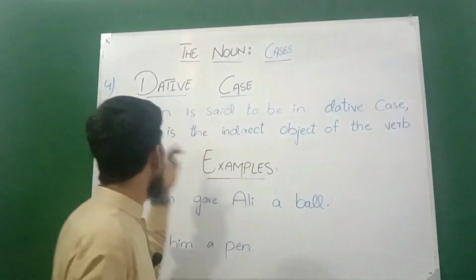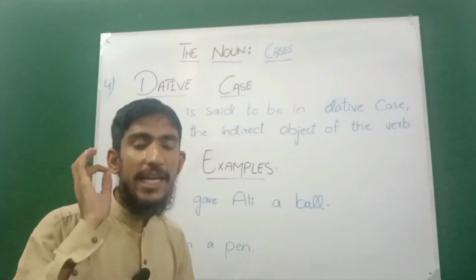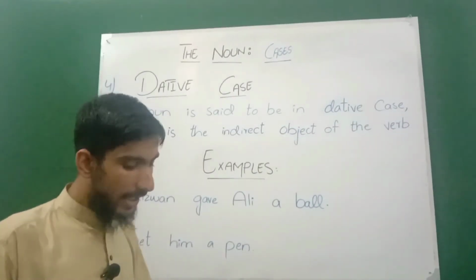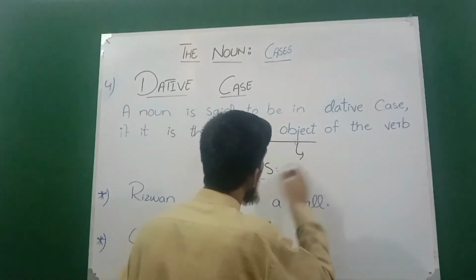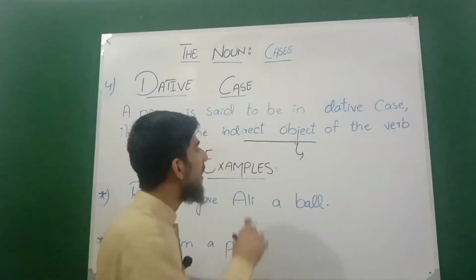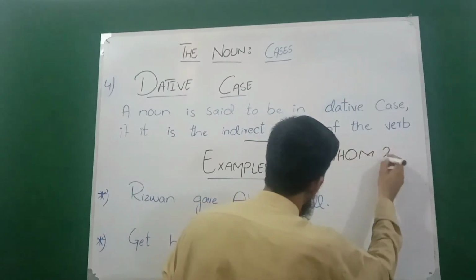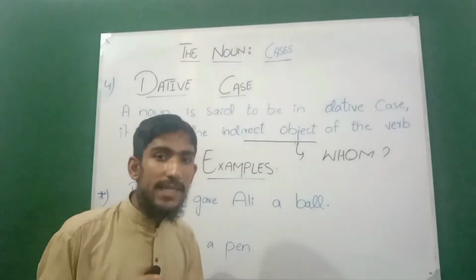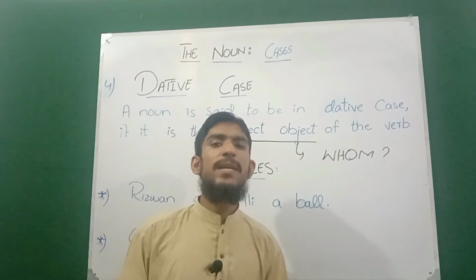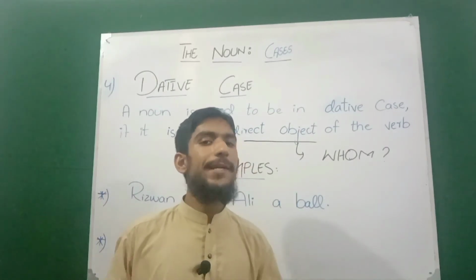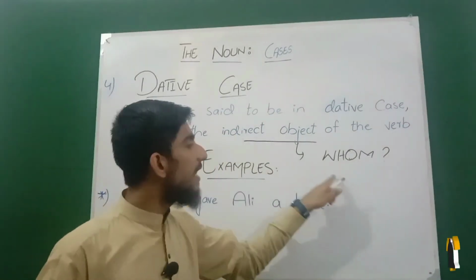So now what is the dative case? Remember that native writers have written in their books that a noun is said to be in the dative case if it is the indirect object of the verb. Remember that an indirect object is the one for whom or for what the action is performed, and it answers the question whom. There are two objects. One is the direct object, which is the receiver of an action, and the other is the indirect object, for whom or for what the action is performed. Remember that the indirect object always answers the question whom.